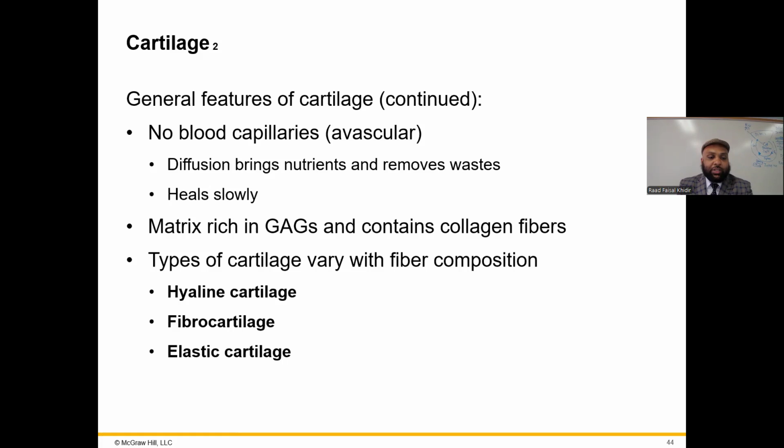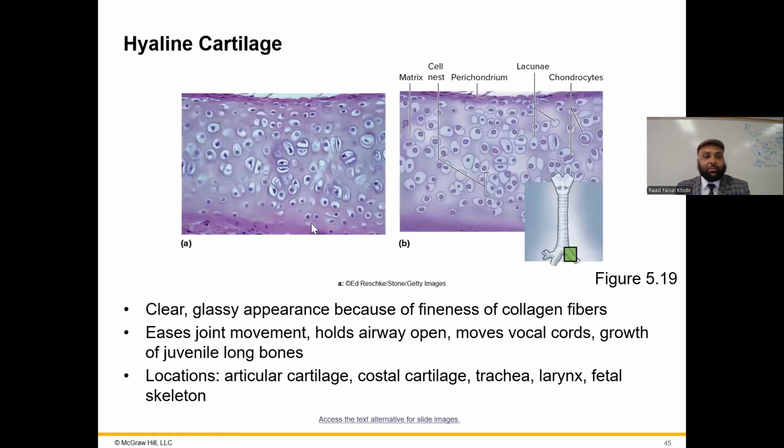The matrix is rich in glycosaminoglycans and contains collagen fibers. The types of cartilage vary with fiber composition. They are hyaline cartilage, fibrocartilage, and elastic cartilage.